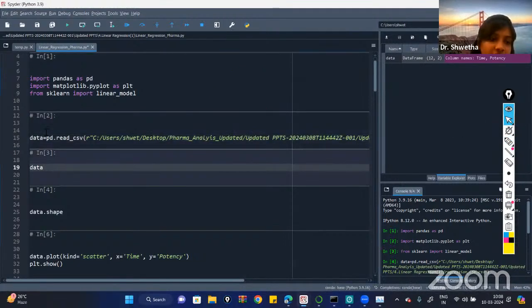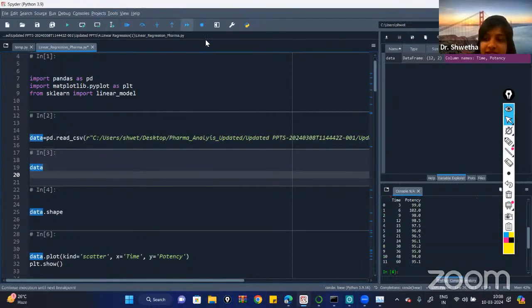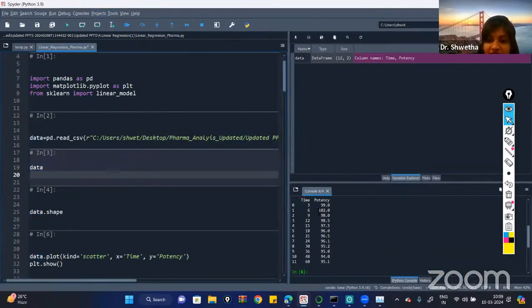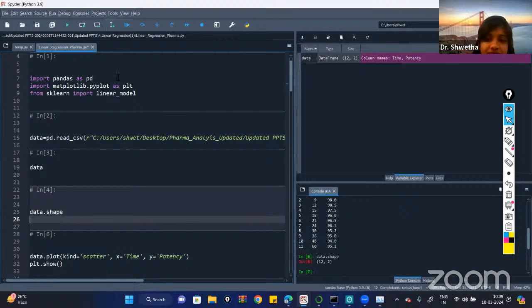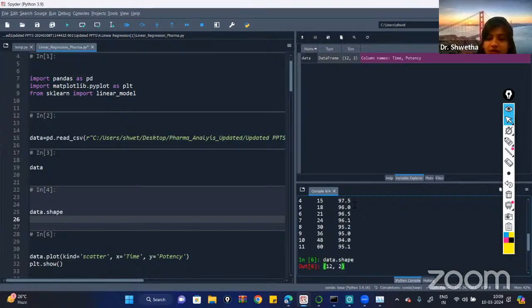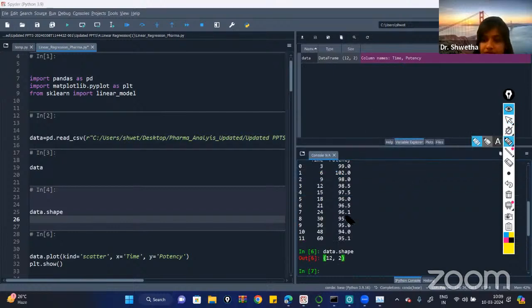We have stored that in the data frame called data. If I call it, I can see all the values over here, time and potency. Now, data.shape. Data.shape will give us the shape of the data frame. So the data frame overall has 12 rows and 2 columns. These are rows, these are columns.